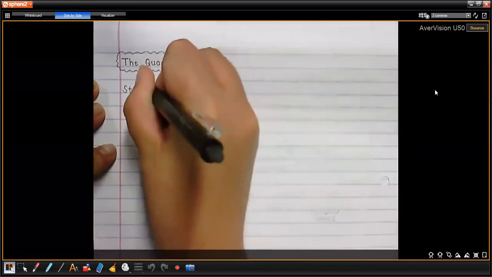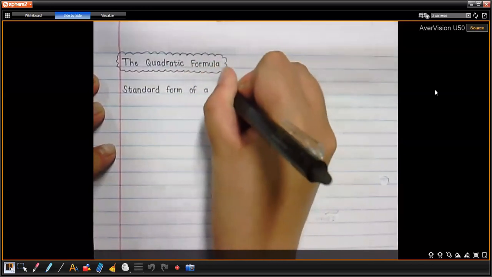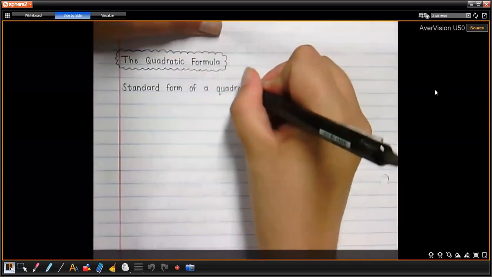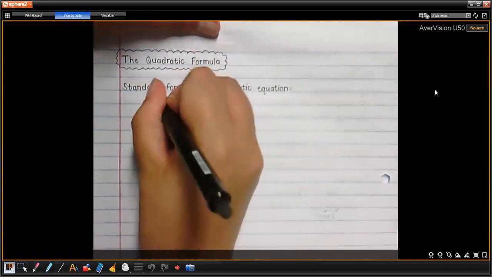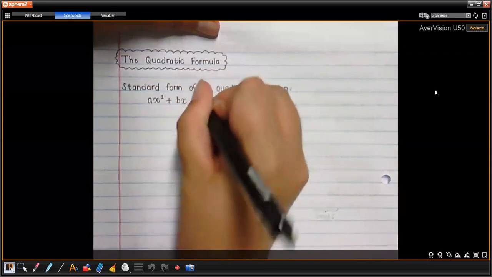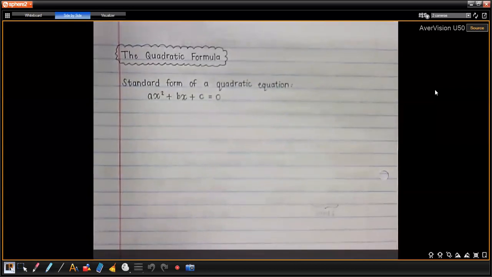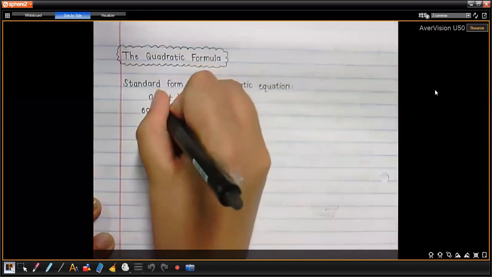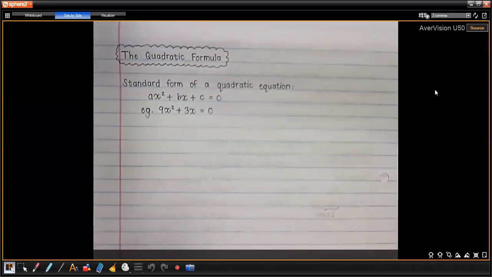We say that the standard form of a quadratic equation is ax squared plus bx plus c equal to 0. That is the standard form. So if, for example, we have, let's look at one that we looked at yesterday, 9x squared plus 3x is equal to 0. Right, that's the first quadratic equation that we solved yesterday.